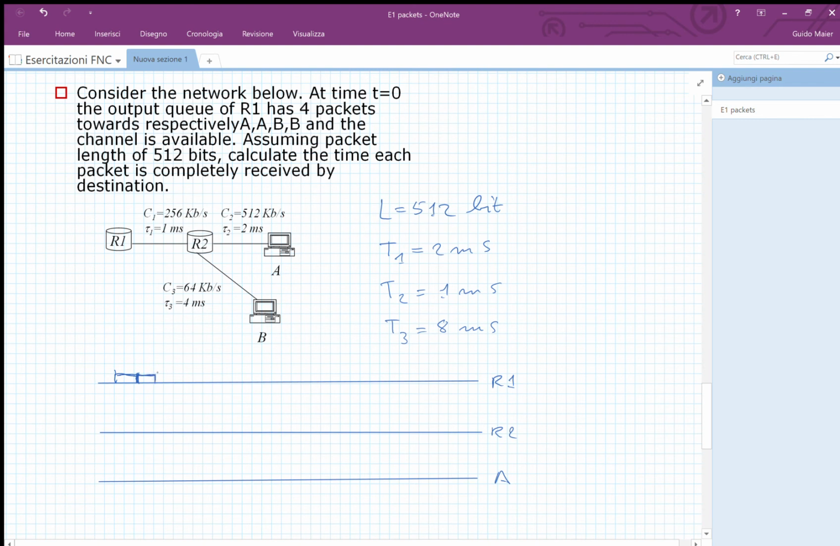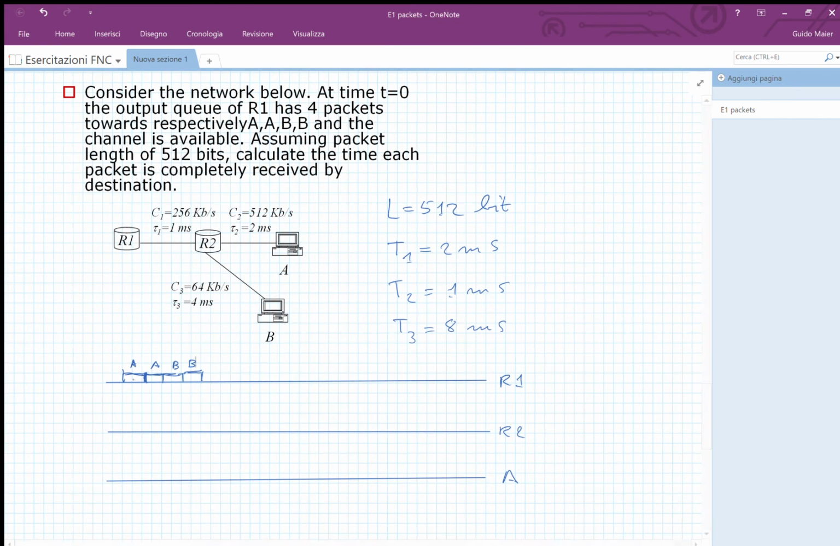R1 will produce the 4 packets one after the other. The first ones are going to A, the second ones are going to B. Okay. Transmission time is 2 milliseconds. Propagation delay is 1 millisecond.